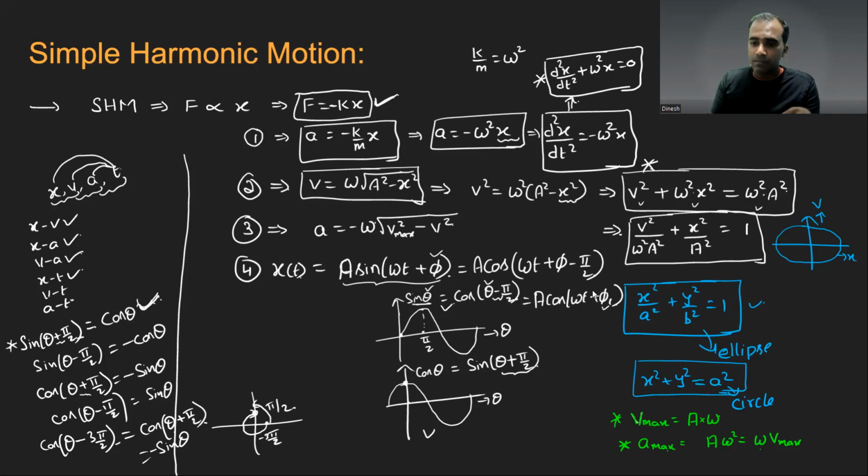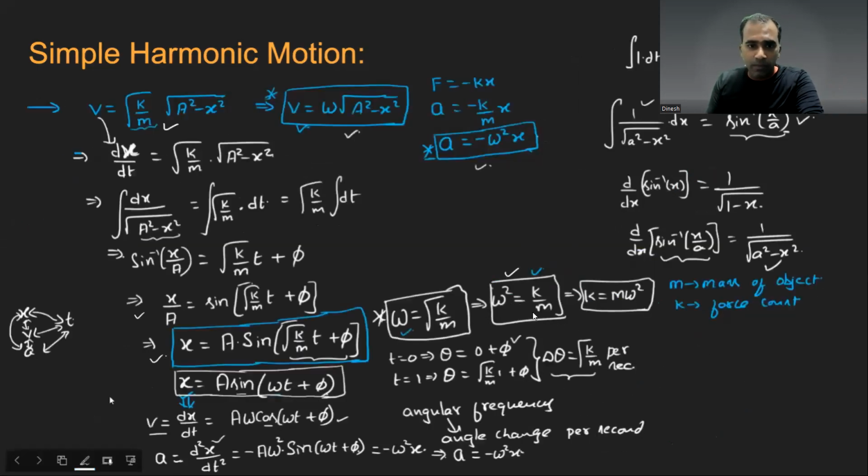It will be different. If you go back, see this one. Differentiation of sine inverse of x by a is 1 by root of a square minus x square. Okay.